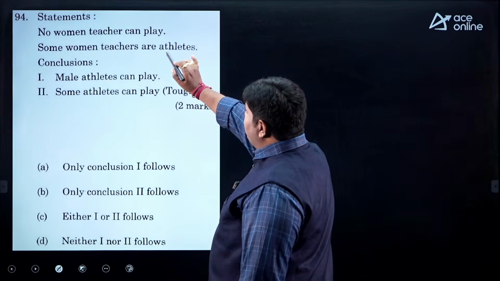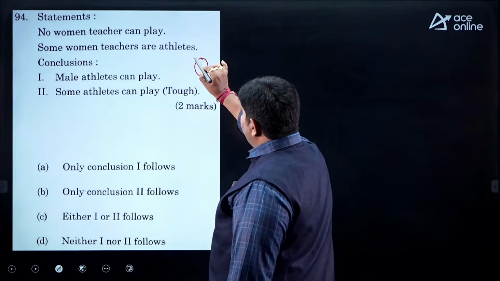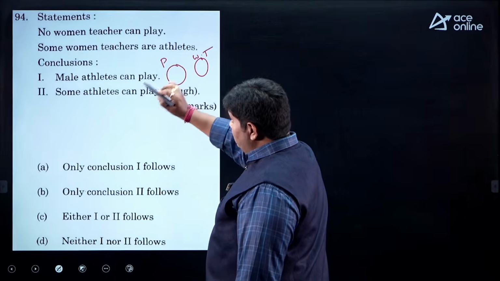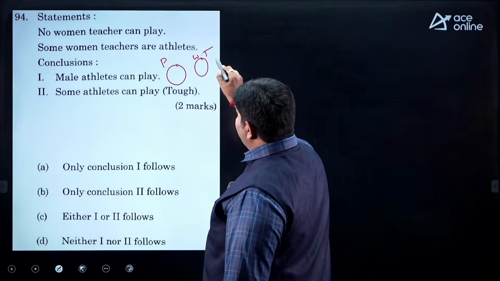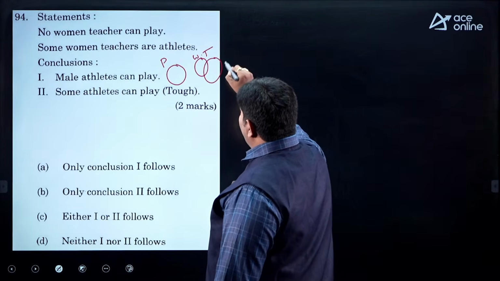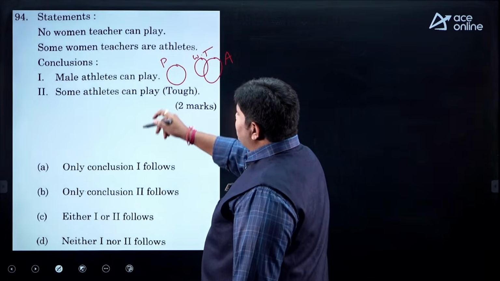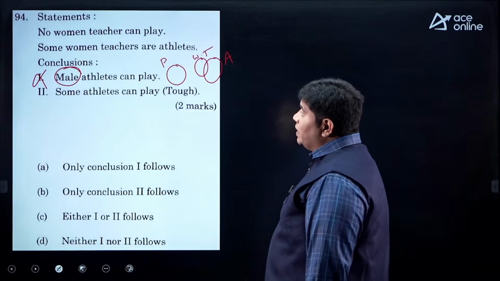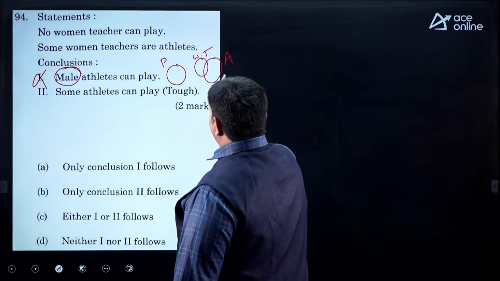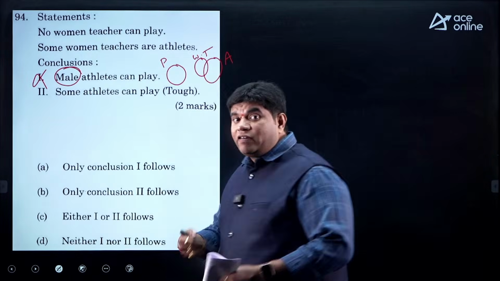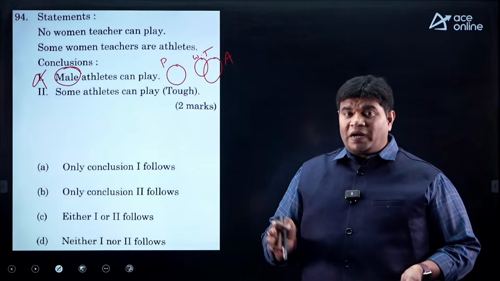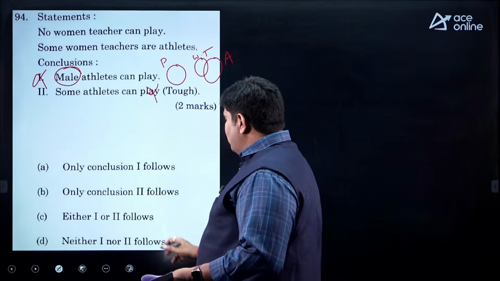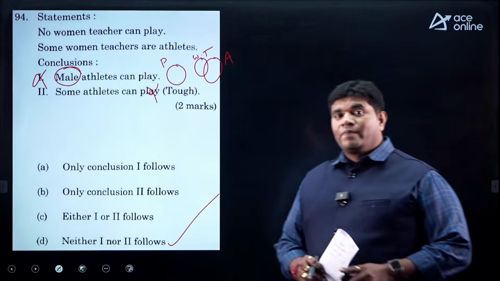Next, no women teacher can play. This is women teacher, play completely separate. Some women teachers are athletes. Male athlete, male terminology is not given. How can you decide? So no. Some athletes can play: relation not given. How can we decide? We don't know. The conclusion needs definite information, so we don't know. Is there a neither-nor option? Yes. So D is the right answer.